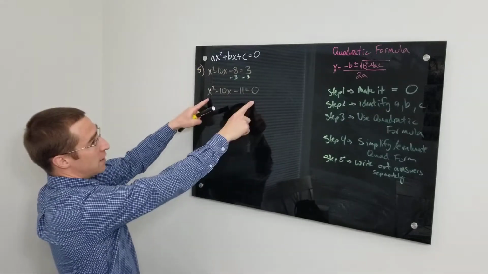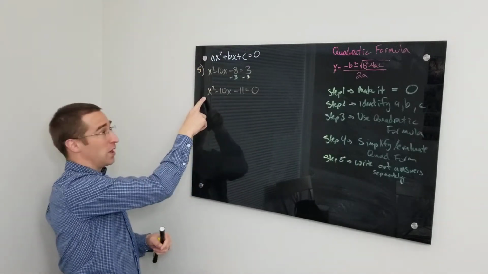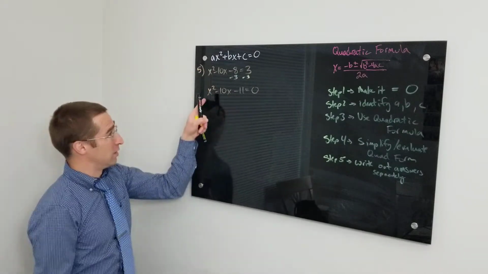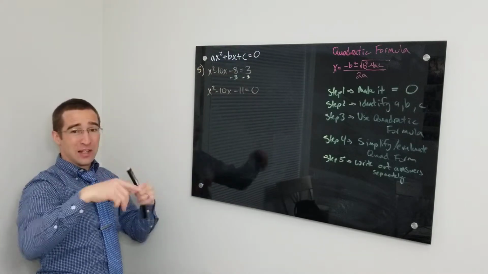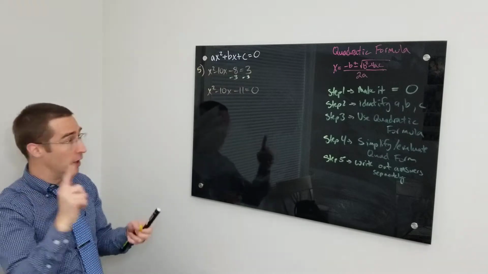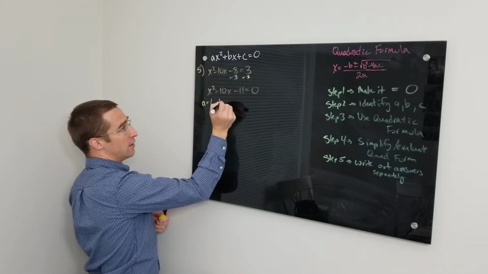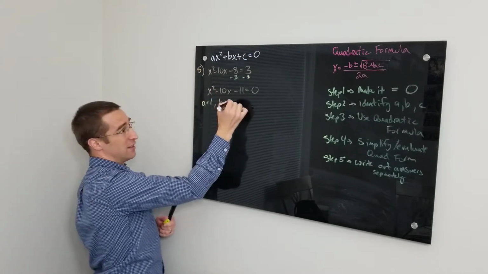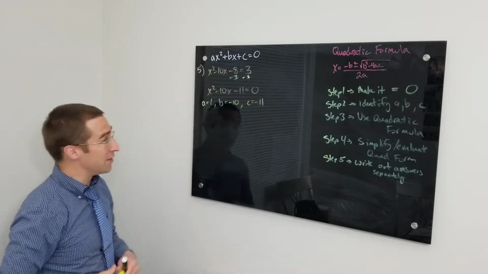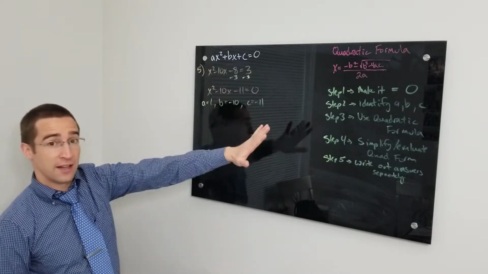Okay, so we've got it equal to 0. Now we're going to identify a, b, and c. So here it's just x squared. So we need to know, hey, what's the a value? Well, how many x squareds do we have right here? We have one of them. Remember, anytime you have just the variable written there without a coefficient in front of it, it's like having 1. So here, a equals 1. And then b equals negative 10, and then c equals negative 11. Fantastic. All right, so 1, negative 10, negative 11. We've identified a, b, and c.